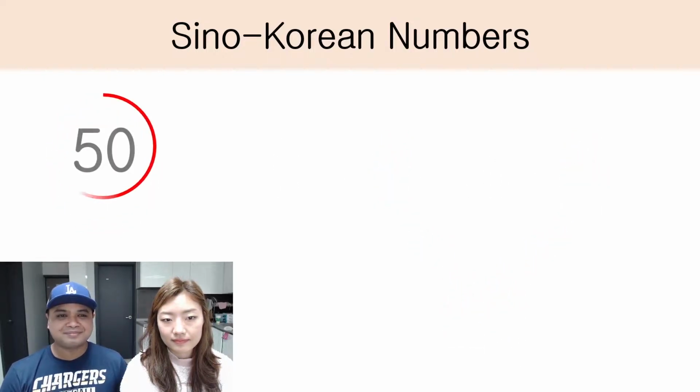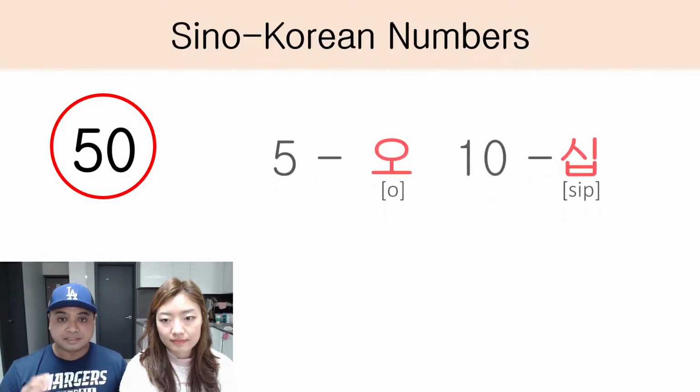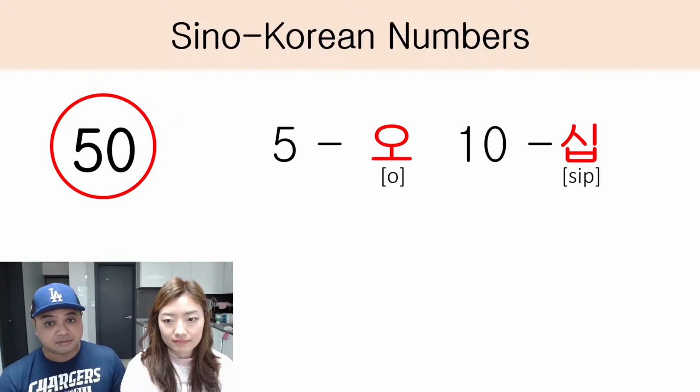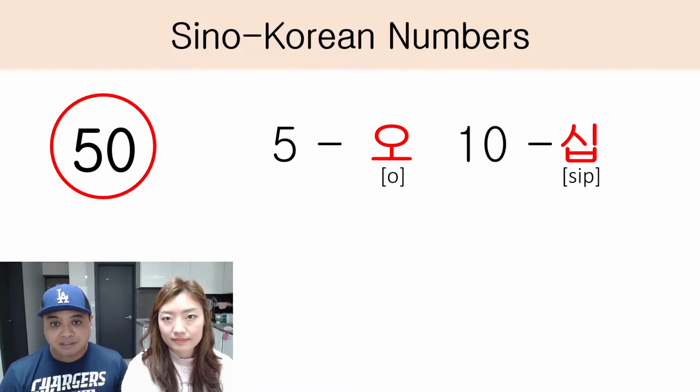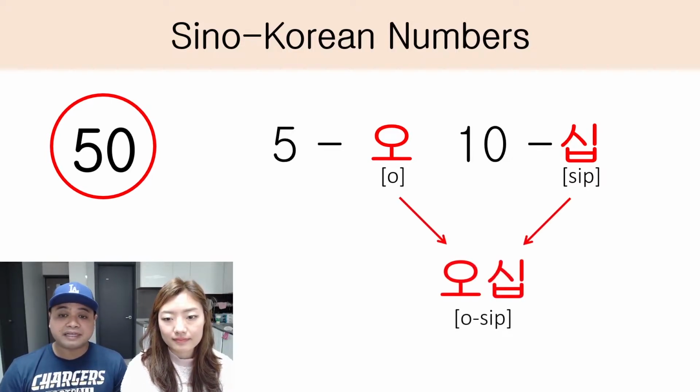And then something like 50. Same thing. To say 50, you break it down. You need the 5 and then you need the 10. You're saying there are 5 tens. So to say 5 is o. Then 10, ship. You put them together and then you get oship, 50.